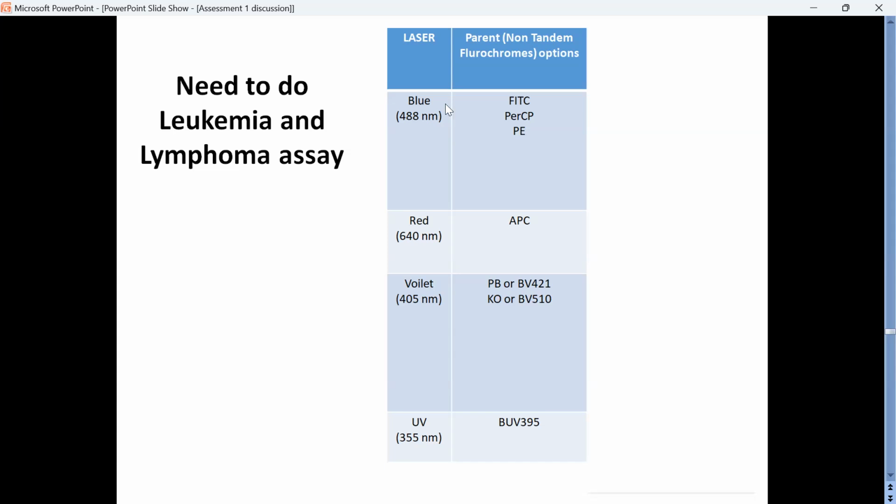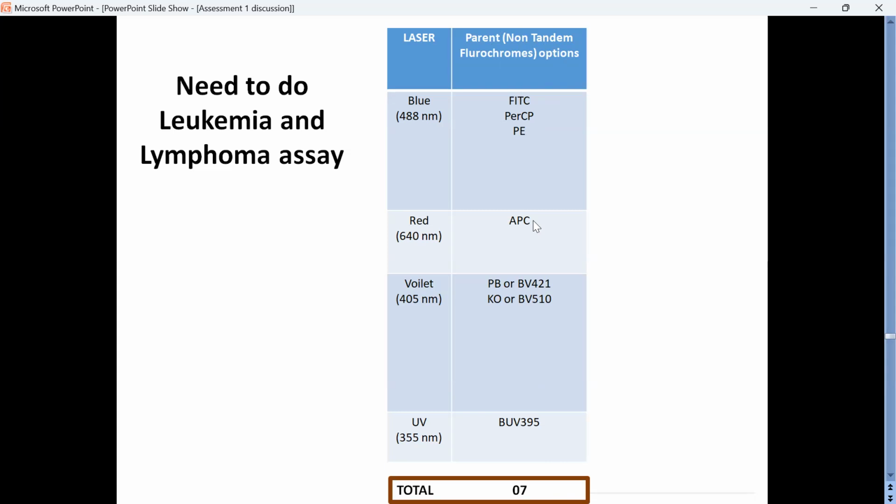If you see in the market, what are all the non-tandem fluorochromes, that is, parent fluorochromes without tandem combinations? What are all available? Hardly 7 fluorochromes are available. For the blue laser, the non-tandem fluorochromes available are FITC, PERCP, and PE.